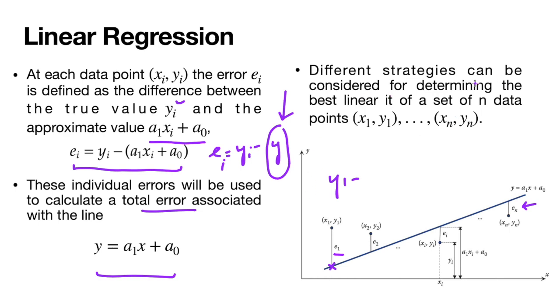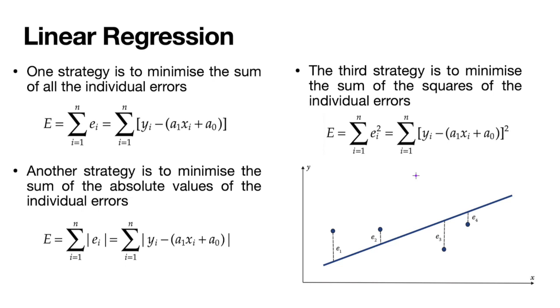Different strategies can be considered for determining the best linear fit for a set of n data points. So there are different strategies to consider the error term. One thing is already clear here: our main goal in linear regression is to minimize the error, to draw a line which is closer to all the data points and results in less error. So what are these strategies?